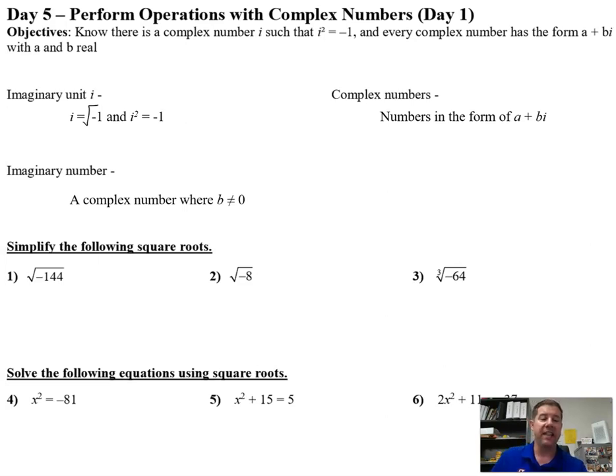And what we define that imaginary unit to be is the square root of -1. And then we also define i squared to equal -1. So those are in the definition of what i is. When we start playing around with that, those are some things we're going to want to keep in mind. Just a little bit more here real fast on complex numbers.